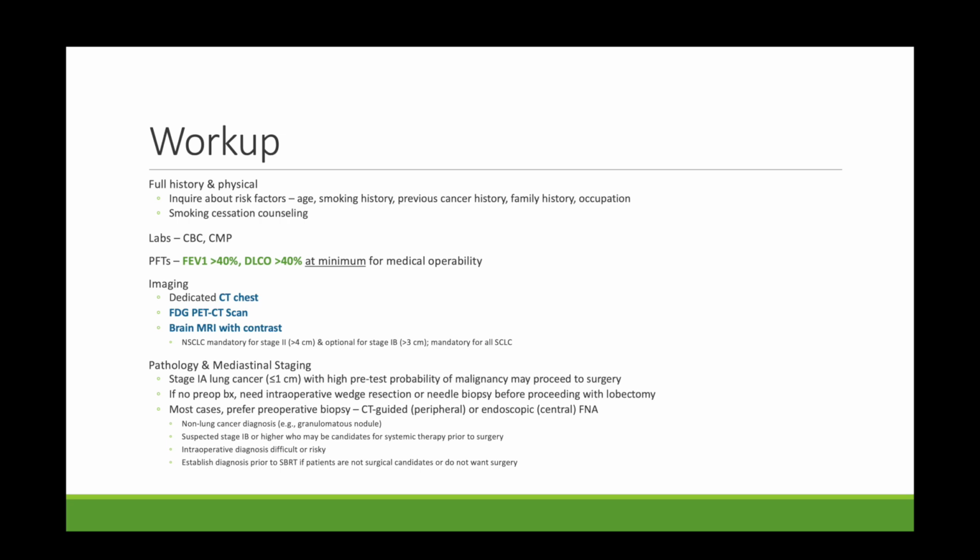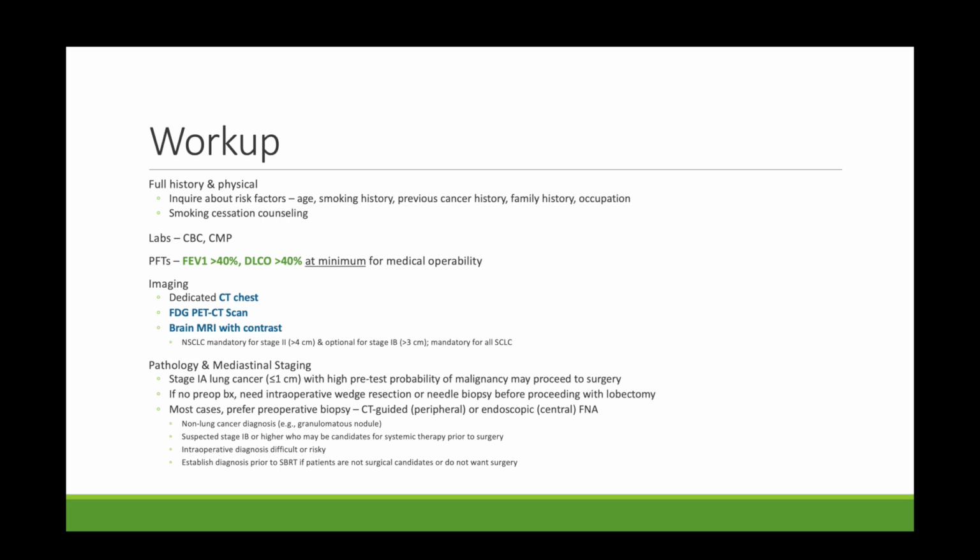In terms of imaging, though, other than a CT scan and a PET scan, we always want to get a brain MRI with contrast to rule out brain metastases, because non-small cell lung cancer and small cell lung cancer both have very high propensity for brain metastases. With non-small cell lung cancer, brain MRI is really mandatory for anything greater than 4 centimeters, so stage 2 disease, and it's optional for stage 1B, so greater than 3 centimeters, but it is mandatory for all small cell lung cancers. So very, very early stage non-small cell lung cancers, you may not have to get a brain MRI, but it's good practice. So in terms of imaging, just remember CT chest, PET CT, and then brain MRI for these patients.